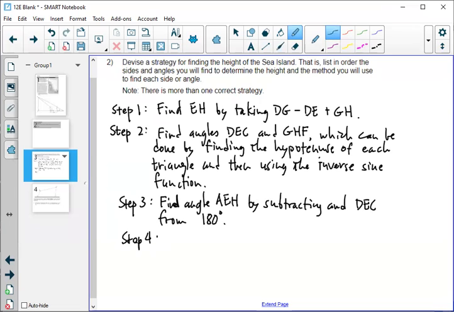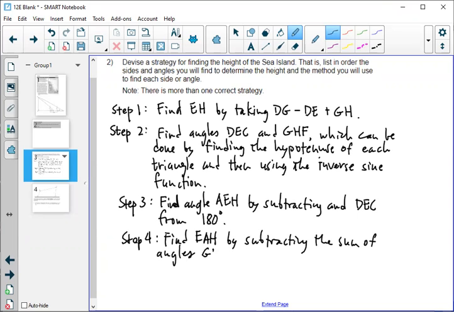Okay, on to step 4. We can find EAH by subtracting the sum of angles GHF and AEH from 180. So if we continue, we can find EAH by subtracting the sum of angles GHF and AEH from 180 degrees.